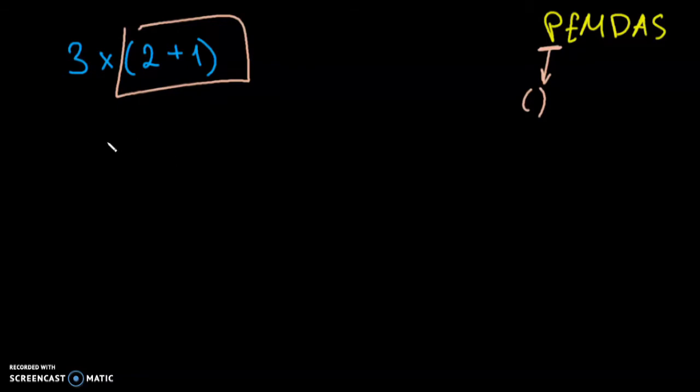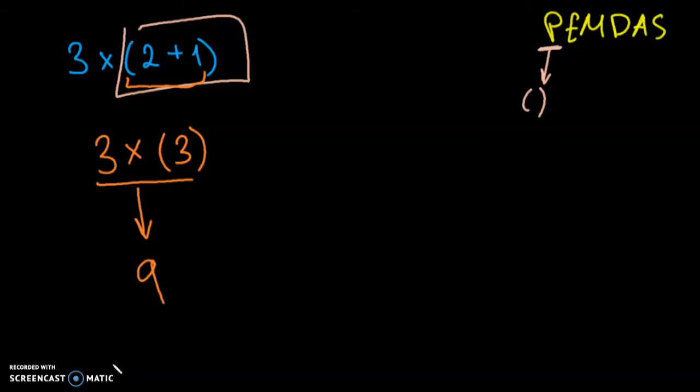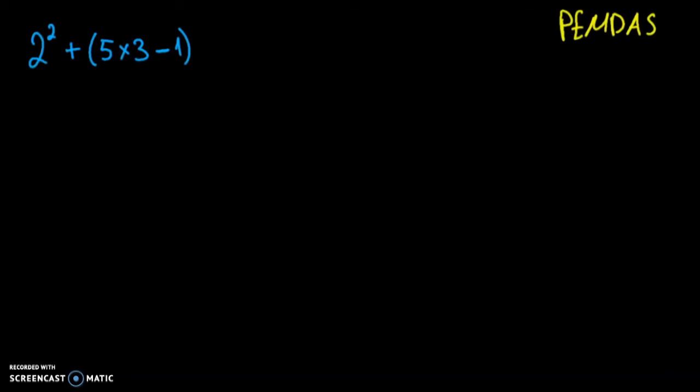So we can write this as 3 times, we solve what's inside the parenthesis. 2 plus 1 is 3. Now we have 3 times 3, which is 9. What about this one? It looks more complicated. We take the same rule, PEMDAS. P stands for parentheses. Do we have parentheses here? Yes, we do. We solve that first.